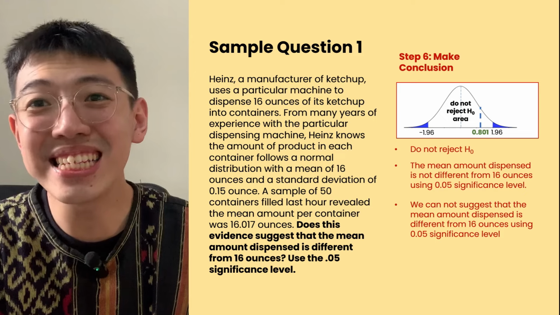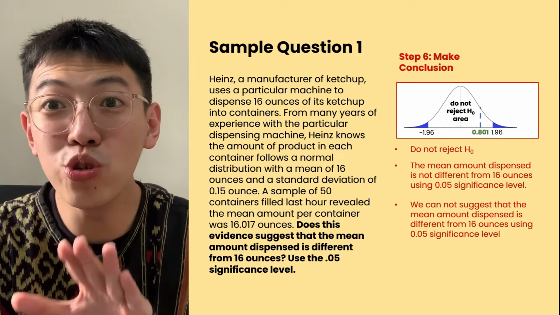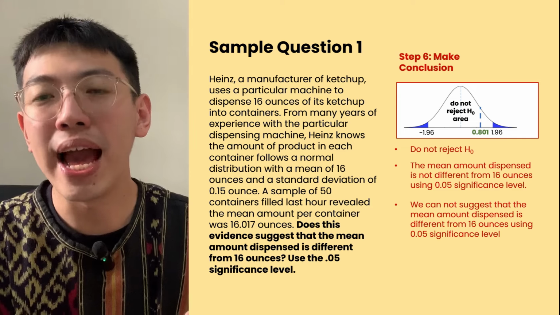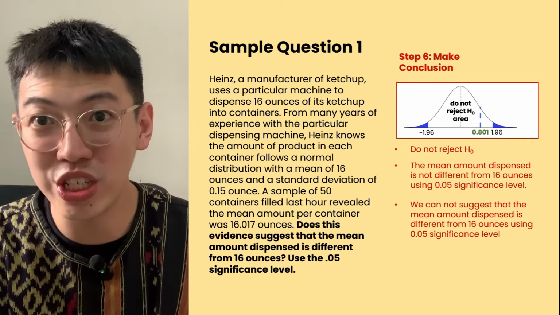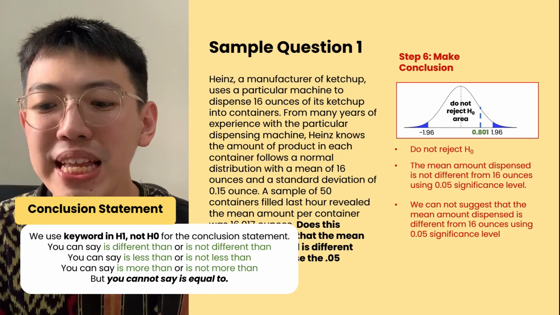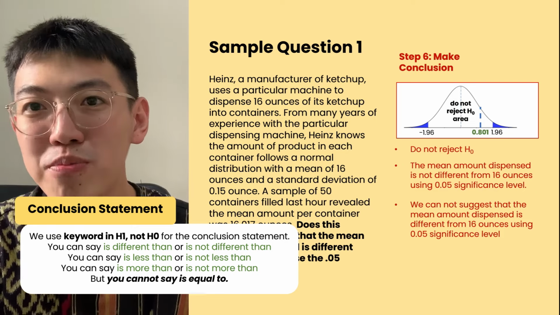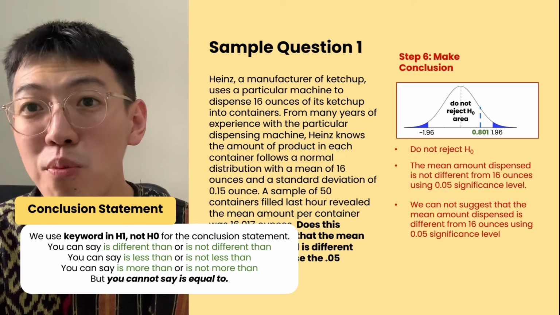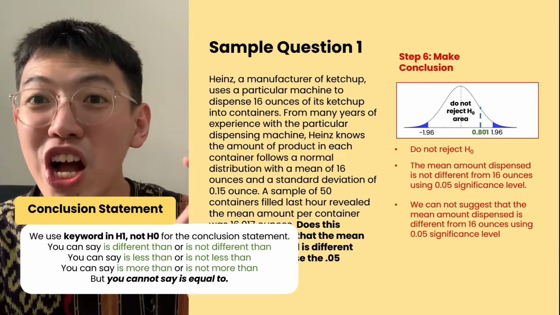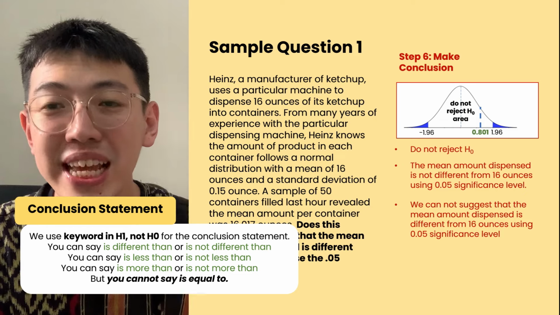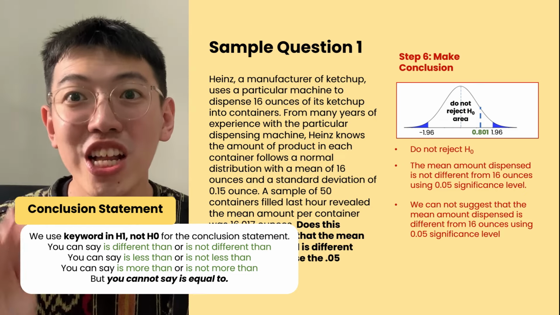Again, in statistics, you cannot say accept H0, but you can only say do not reject H0. And then you make the conclusion in words based on the question. I can say that the mean amount dispensed is not different from 16 ounces using the 0.05 significance level. You can say not different. You cannot say is equal. You have to say is not different.